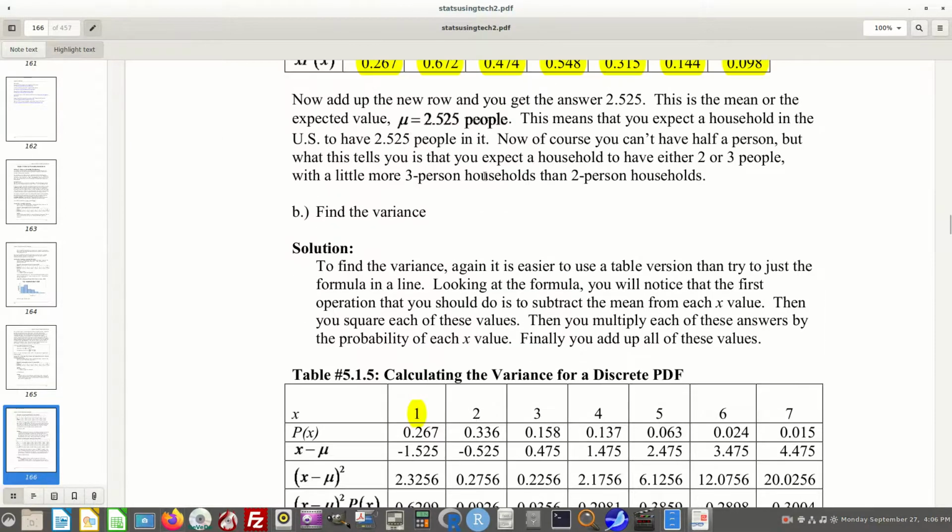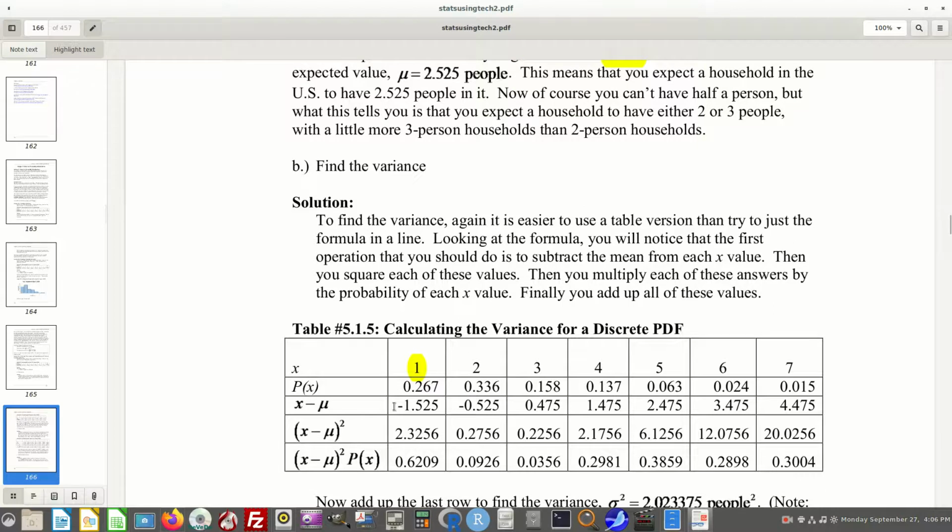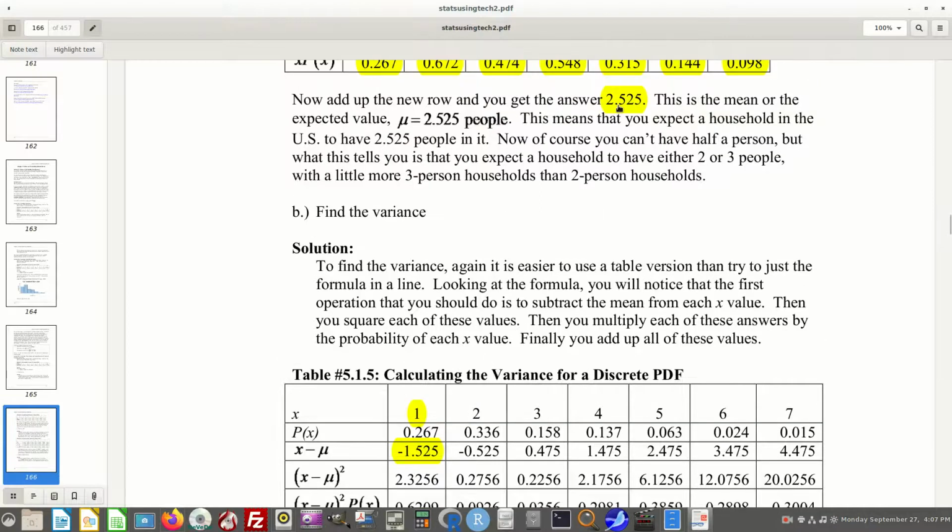So that mu, remember, up here of 2.525 people. And when we do that subtraction, we get x minus mu, and we continue doing that. So right the way across, we take, in the next case, 2, and we subtract 2.525, and we get the next difference, negative 0.525. We continue across doing all of that.